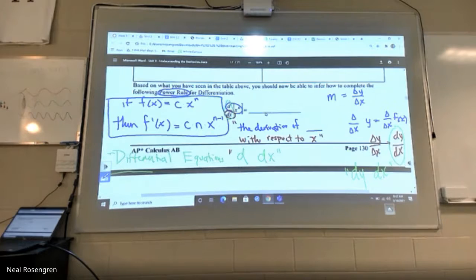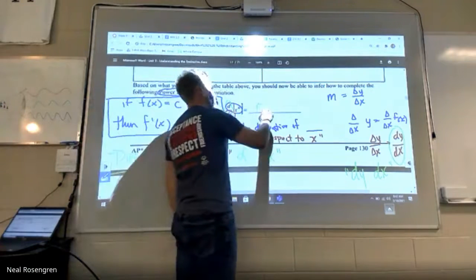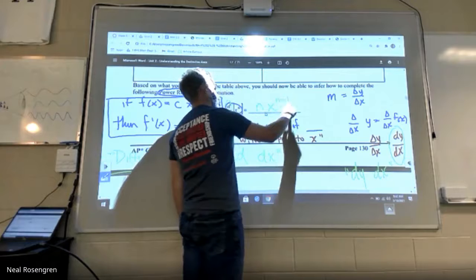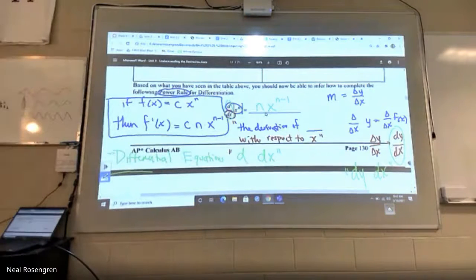Just some nice notation. But that derivative is nx to the n minus 1. Right? Drop the x one in front. Multiply it through by whatever constant's there. Well, if there is no constant, then it's really just a 1, right? And we'll decrease it.